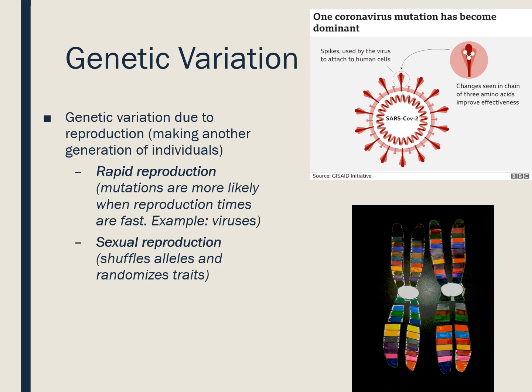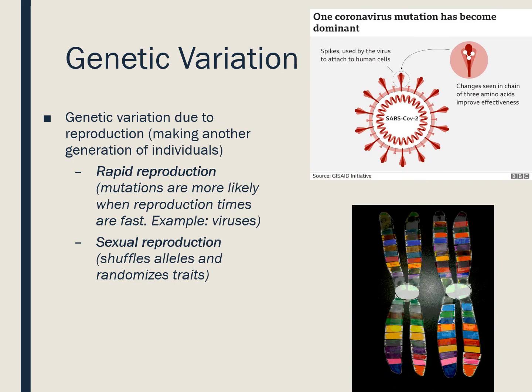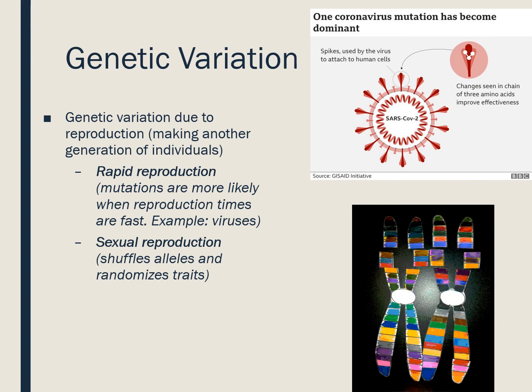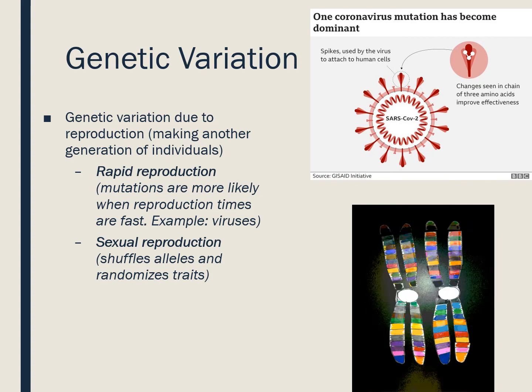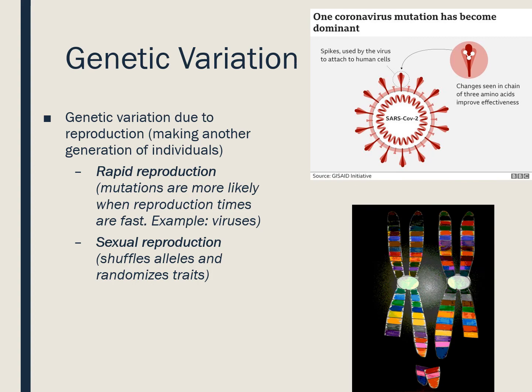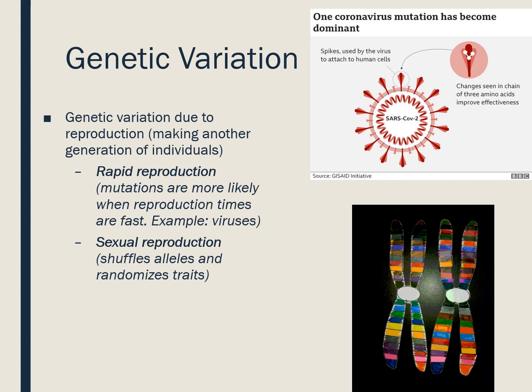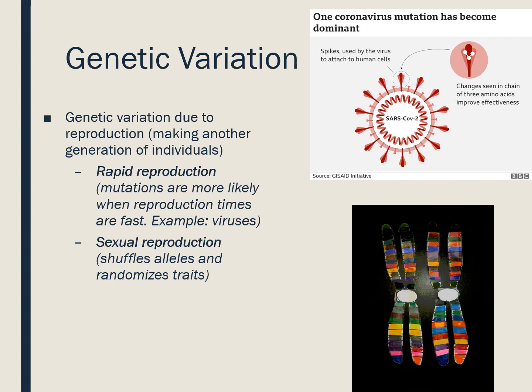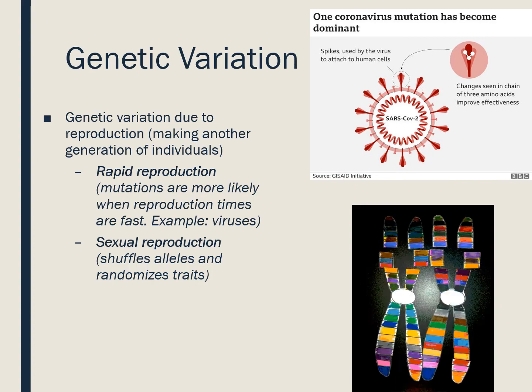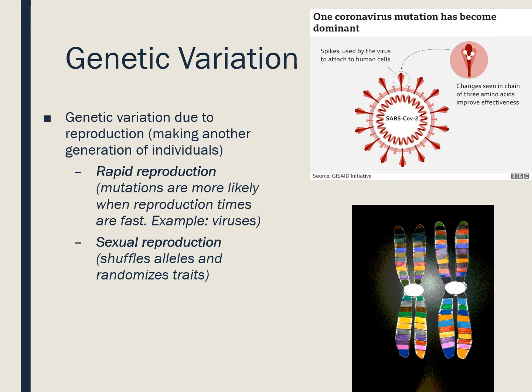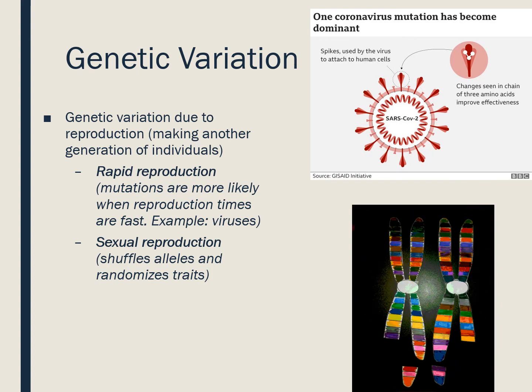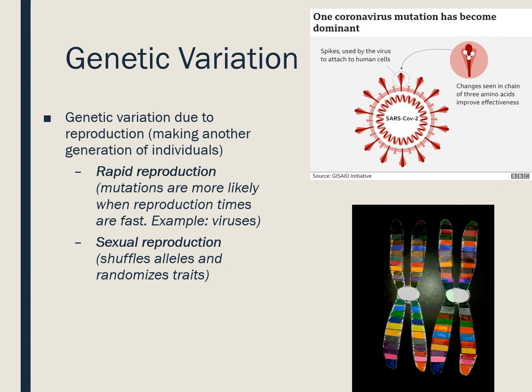So genetic variation due to reproduction, making another generation of individuals. Rapid reproduction: mutations are more likely when reproduction happens quickly, such as in viruses. So that's why viruses change so quickly, because they reproduce very quickly. And we have SARS-CoV-2, which is the coronavirus, up at the top.